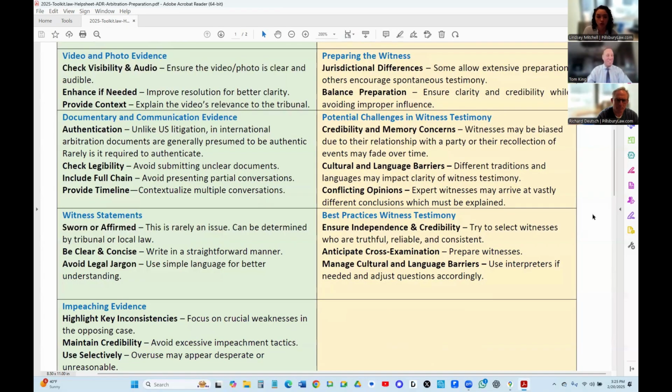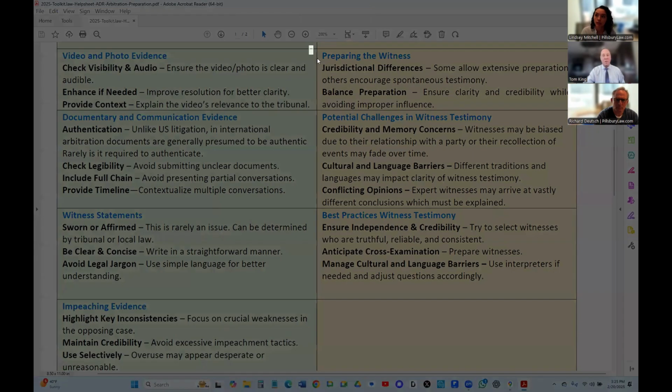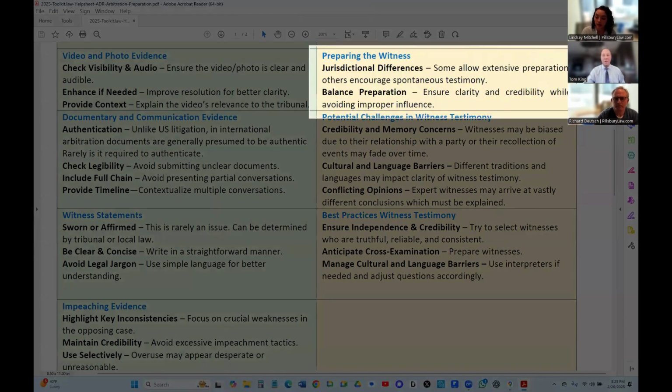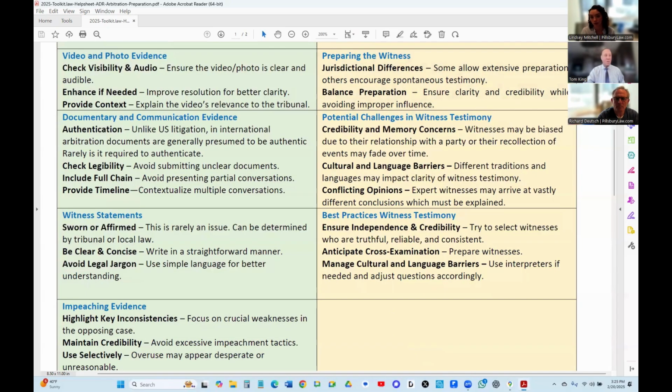Go ahead. Sure. So I'll just particularly focus on preparing the witness because again, similar to what we talked about earlier, there could be differences depending on what jurisdiction, what law is controlling in the case and what is allowed in terms of witness preparation. So in some jurisdictions like the US, generally we can extensively prepare a witness, whereas in other traditions, they really focus on more spontaneous testimony. They really want to get away from anything that could be considered coaching the witness, for example. And so they may encourage more unrehearsed testimony.